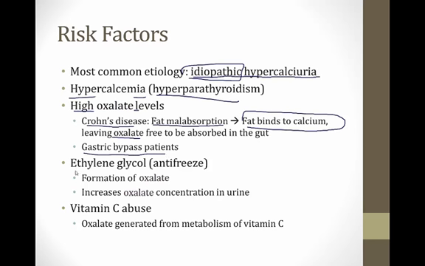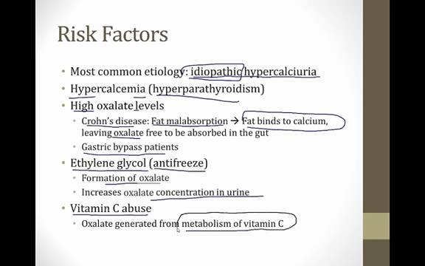Patients who've had a gastric bypass can also have fat malabsorption and can also get high oxalate levels in their blood. A very rare risk factor is patients who have ingested ethylene glycol. Either it's a child who ingests it accidentally or an adult who has a suicide attempt. Ethylene glycol is antifreeze, and if you ingest this, you will form oxalate in the blood and you will get high oxalate levels in the urine. And then finally, patients who take way too much vitamin C can generate oxalate levels that are very high in the blood because oxalate comes from the metabolism of vitamin C.